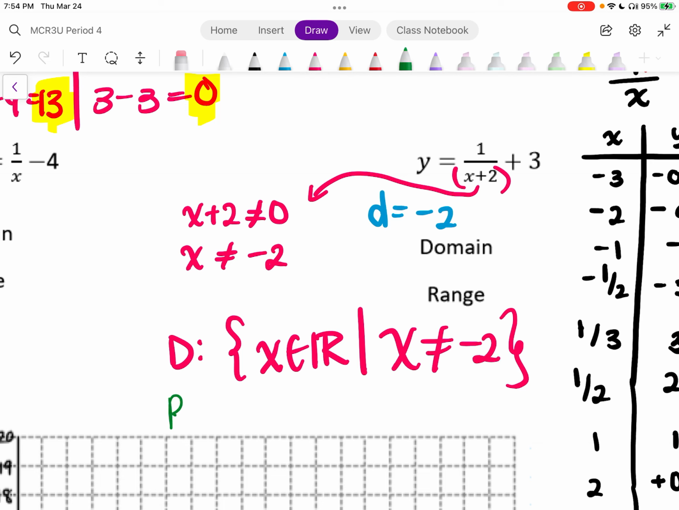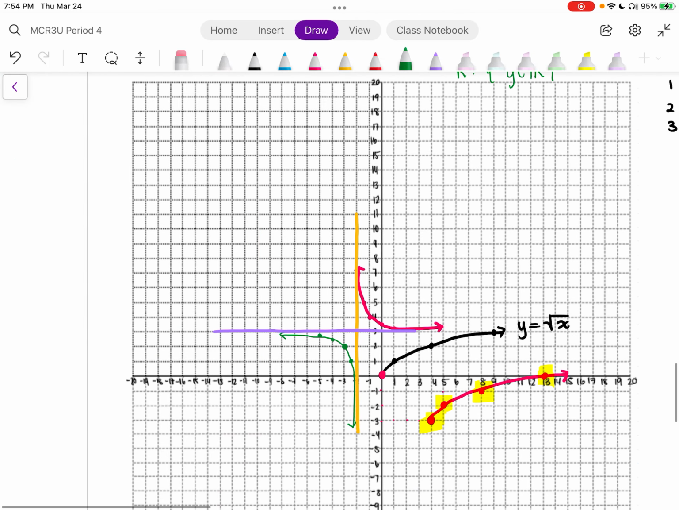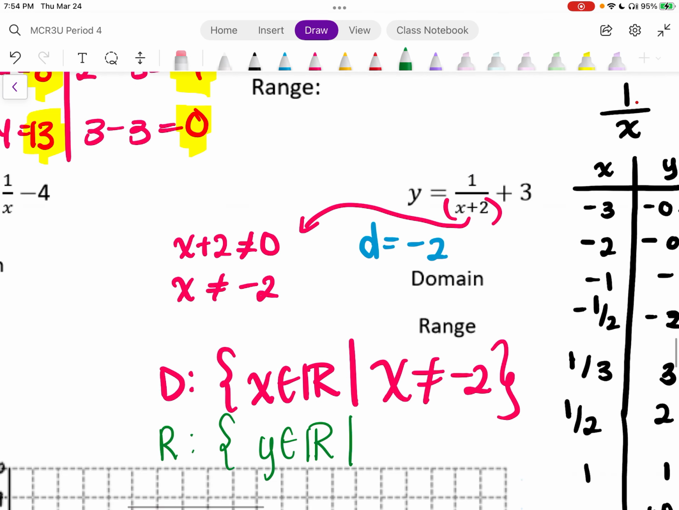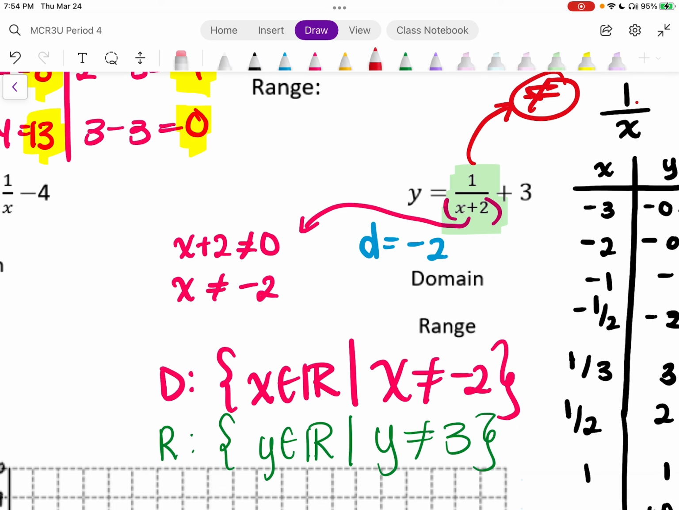And for range, right, it's y such that y is an element of all real numbers. And if we look at the asymptote here, it's 3. So y cannot equal 3. The other reason we know that is because this entire fraction cannot equal 0, so this entire expression cannot equal 3, because if this can't be 0, 0 plus 3 is 3.